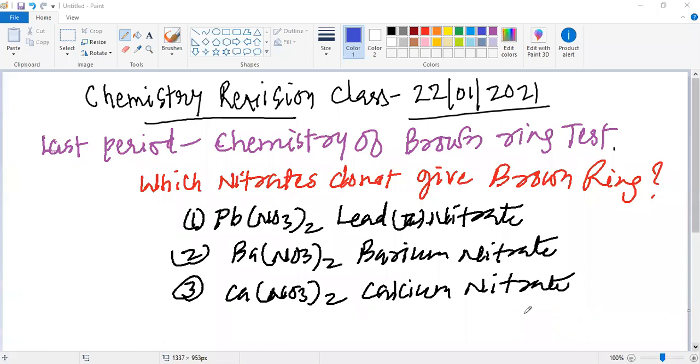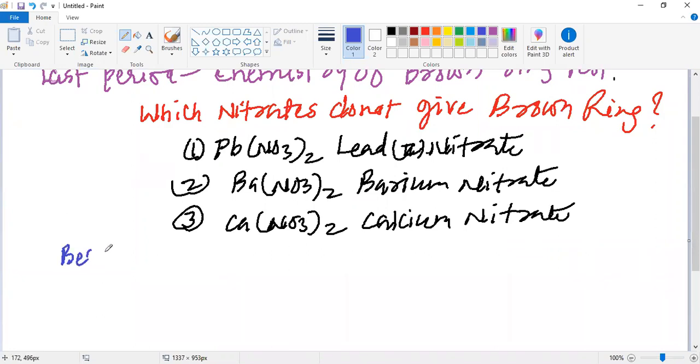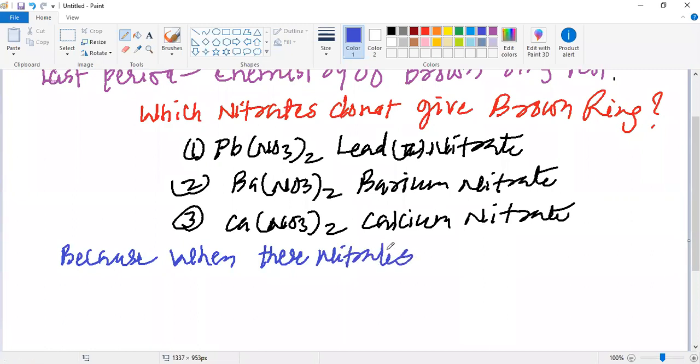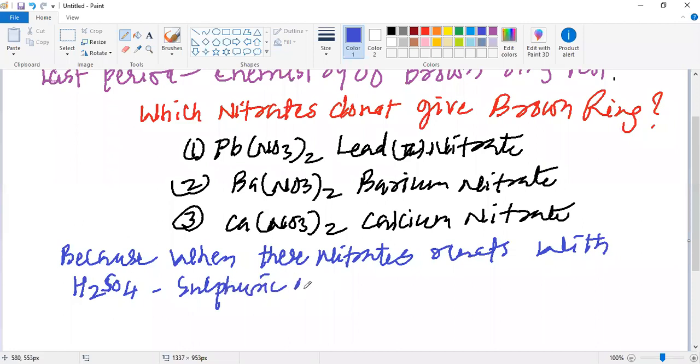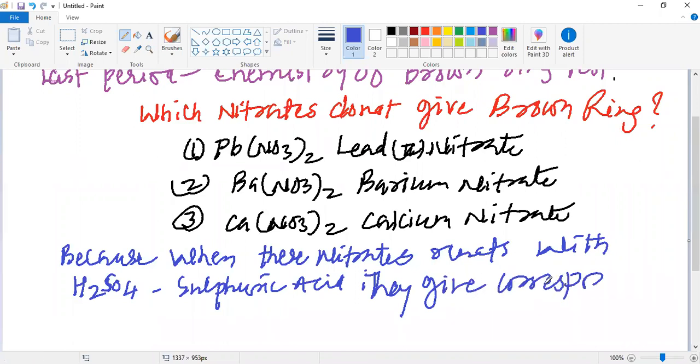Now, what is the reason why they do not give positive brown ring test? They do not give this test because when these nitrates react with H2SO4, which is known as sulfuric acid, they give corresponding sulfates, and thus they do not give the brown ring test.